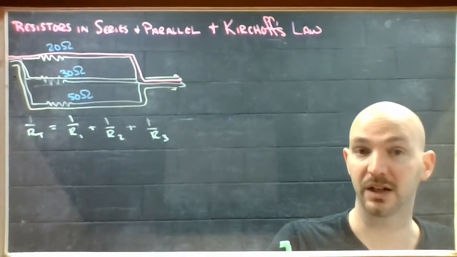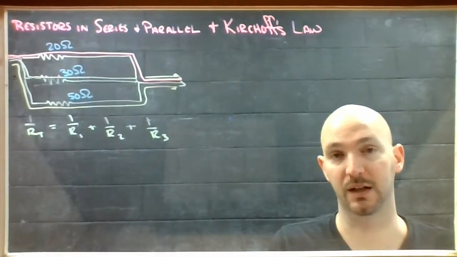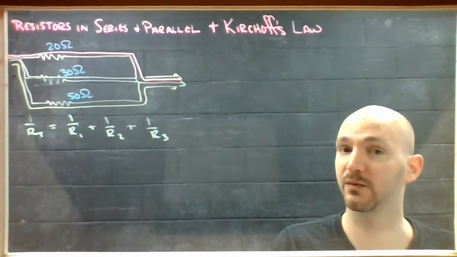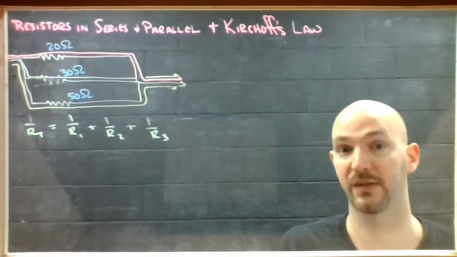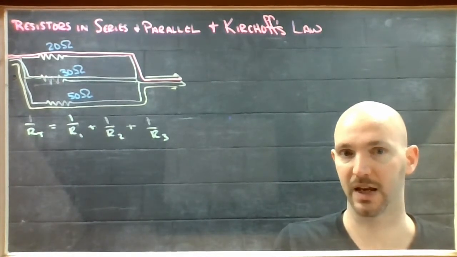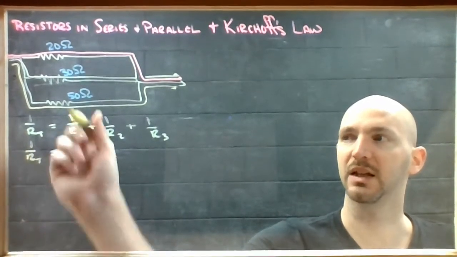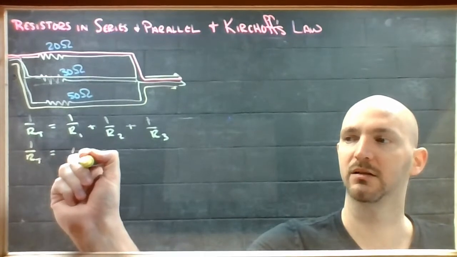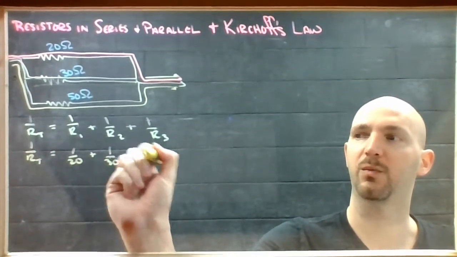And there is a bigger, more complicated formula. Maybe you wrote it down. It was in the video earlier, so you can rewind and find it there if you like. I'm not going to use it because I think it's just as fast to do this manually. So 1 over the total resistance would be 1 over 20 plus 1 over 30 plus 1 over 50.